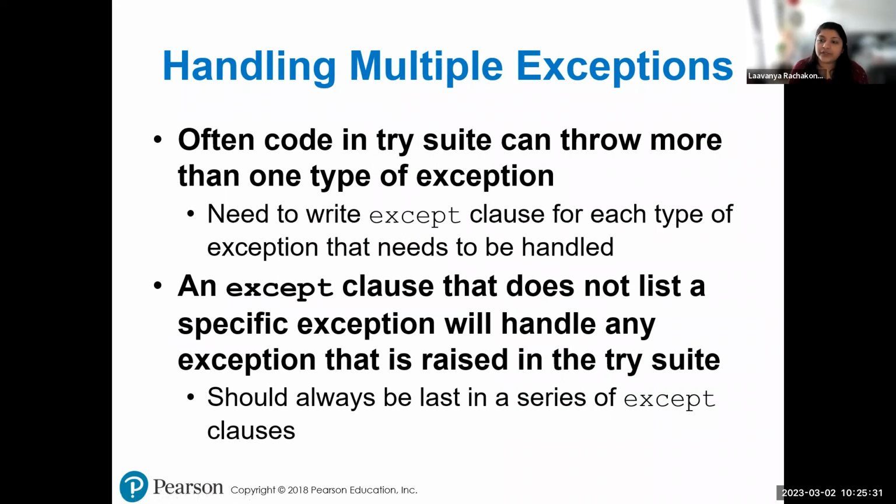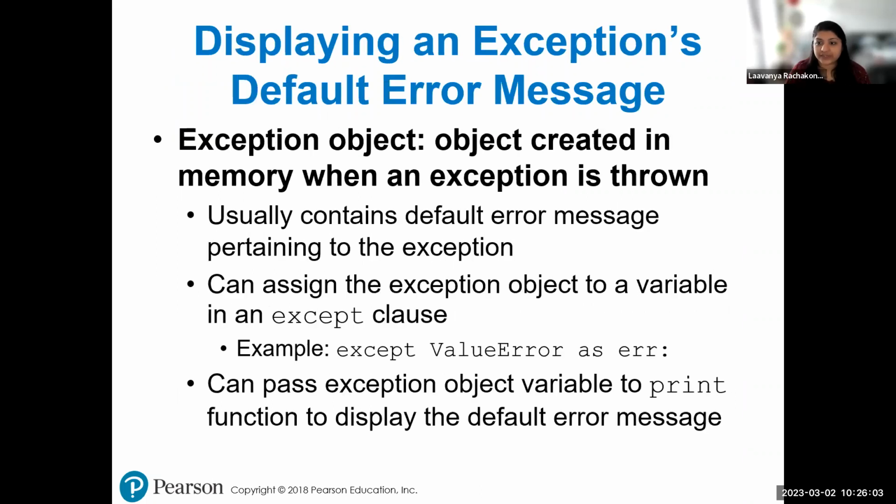So often the code in the try can throw more than one type of exception, and you can have multiple exceptions, as I've mentioned before. And you may not know all the types of possible exceptions that a program can have. So instead of having except value error, except name not found error, or except IO error, you can just have one except and then use the original message as an output for the user. So we'll see the example of that as well.